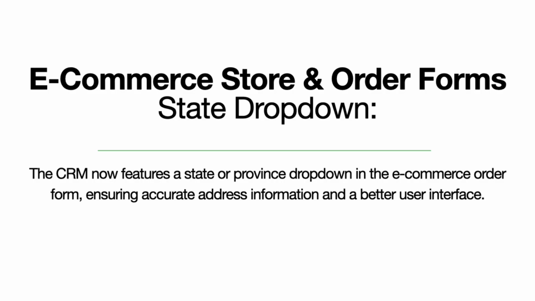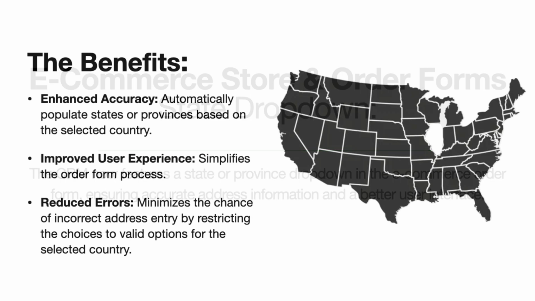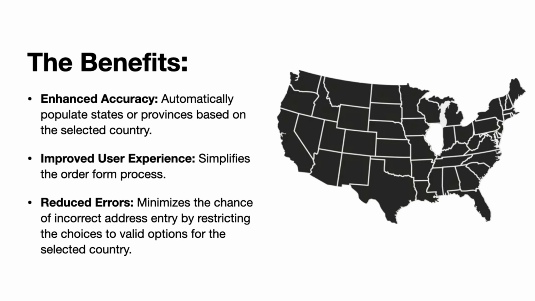The reason that I love this is because it reduces errors. As far as benefits go, again, this is going to enhance accuracy. Now, your forms and your store will automatically populate states and provinces based on the selected country. It's also going to improve user experience because it's going to simplify the order form process. It's also going to reduce errors, which is my favorite part.